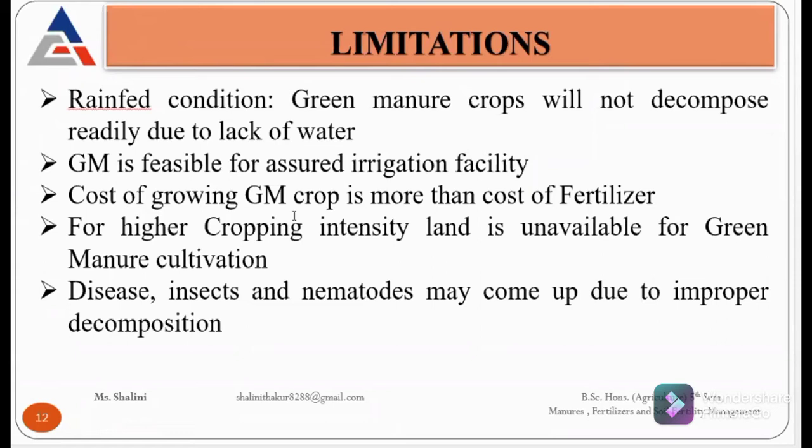Next point is that sometimes, if there is improper decomposition of these green manure crops, different kinds of insects, pests, and nematodes attack the green manure crop, due to which our main crop gets affected, and that is why there is a risk of yield losses.